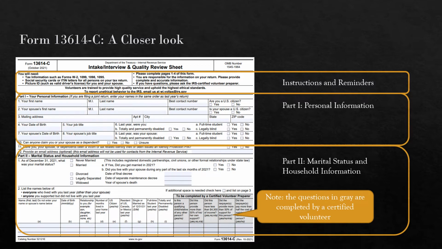And this is regardless of whether the taxpayer actually thinks that they can or will claim those persons on their return. And then after that, the volunteer fills out this gray box in the lower right corner to determine who can actually be claimed on the return out of all those people.